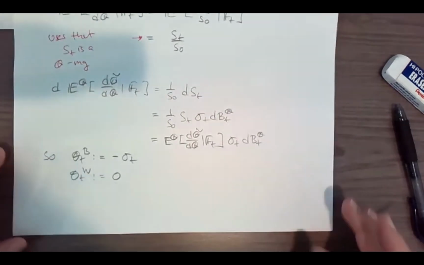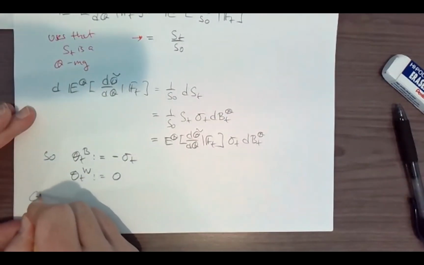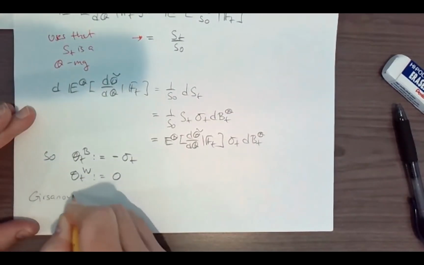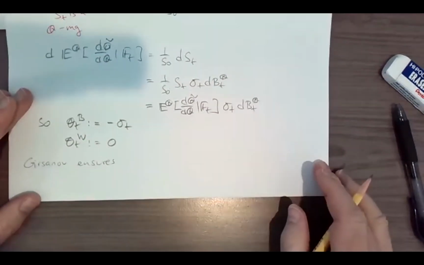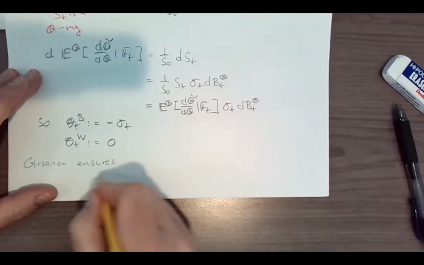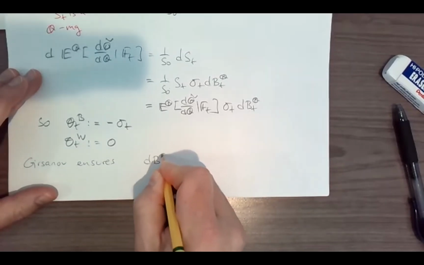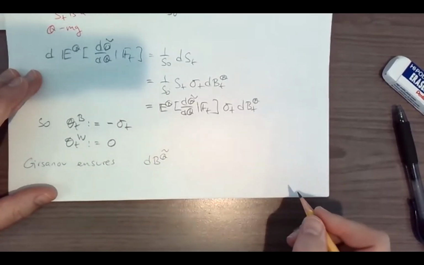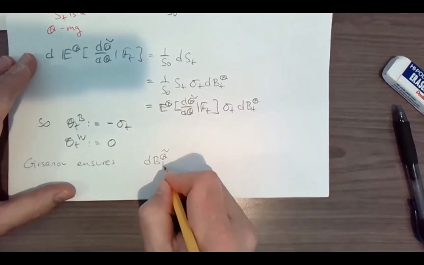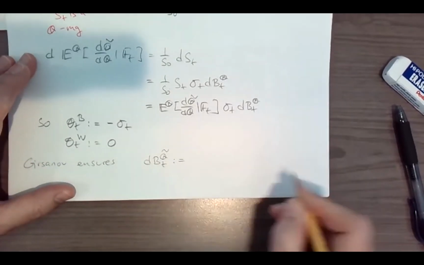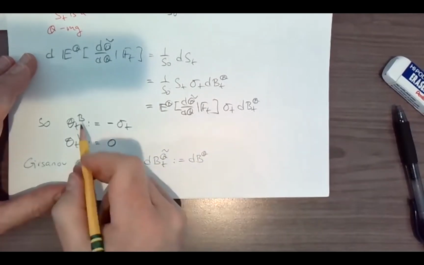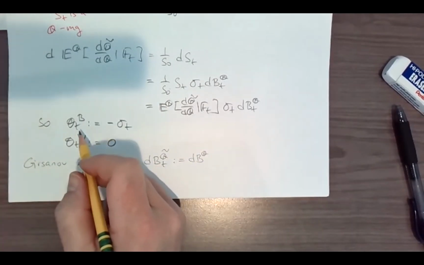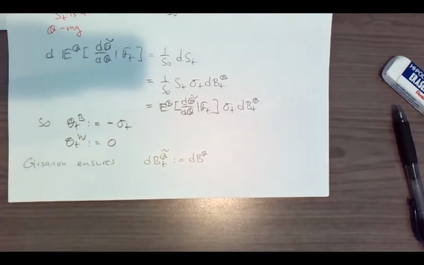Now we can use Girsanov's theorem. So Girsanov ensures, and what does it ensure? That we have new Brownian motions under the tilde probabilities. You'll be given the new one as the old one, and then plus the market price of risk, right? So that's where the sign convention becomes important.